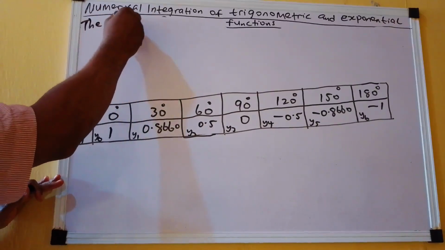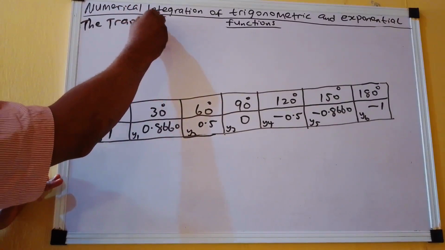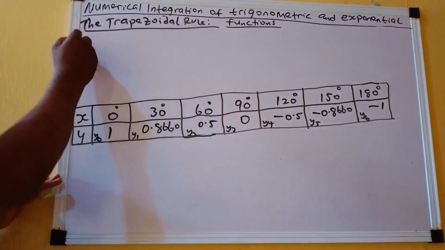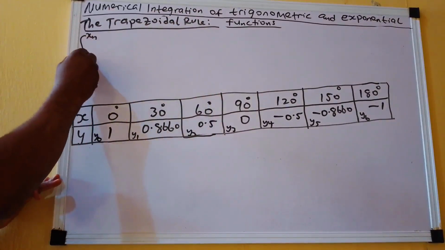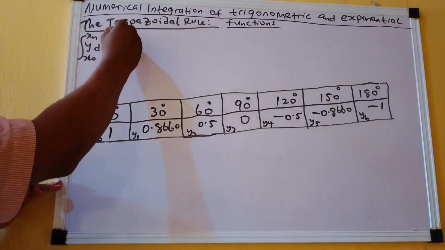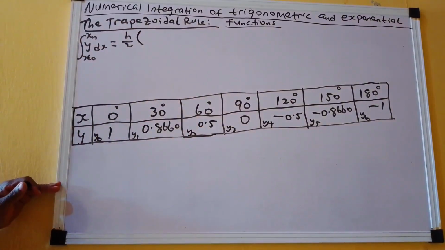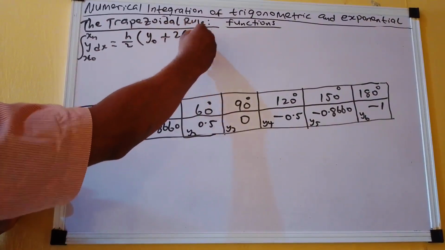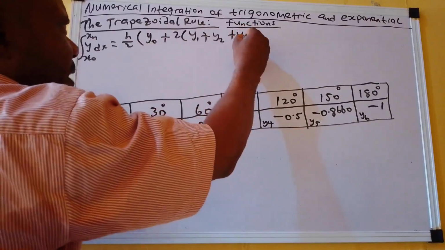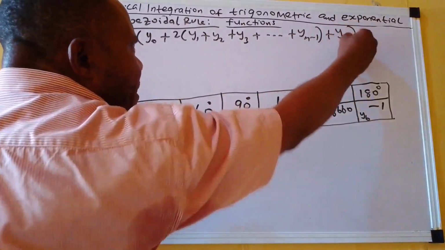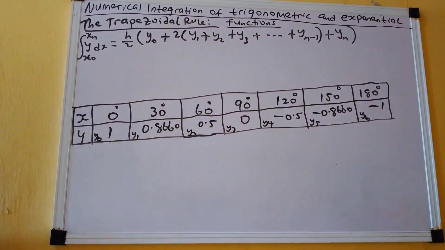The trapezoidal rule is given as the integral from x naught to xn of y dx, equal to h over 2 into, in bracket, y naught plus 2 into y1 plus y2 plus y3 up to yn minus 1, all in bracket, then plus yn, then the bracket is closed. So this is the trapezoidal rule.